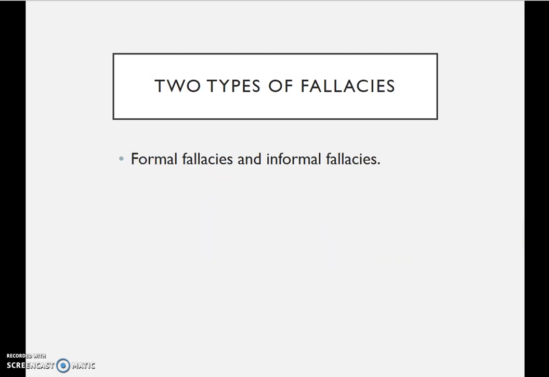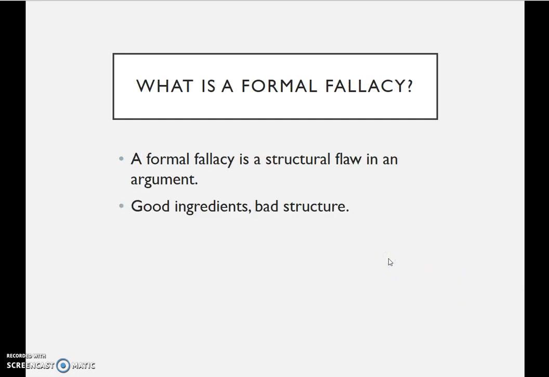I mentioned before that there are two types of fallacies, the formal fallacies and the informal fallacies. So we need to go into an explanation of the distinction. What is a formal fallacy? A formal fallacy is basically a structural flaw in an argument.